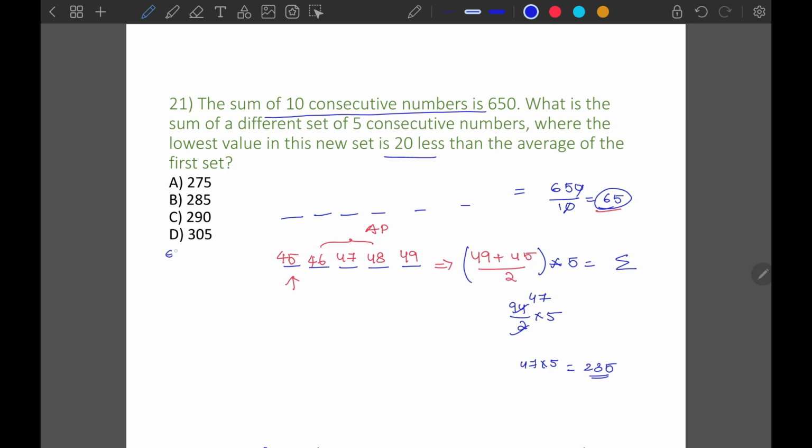Okay, let us include the option here. It is 235. Okay, let us try to solve the next question.